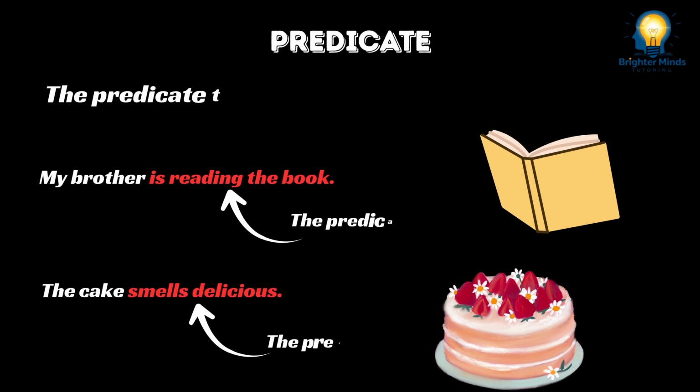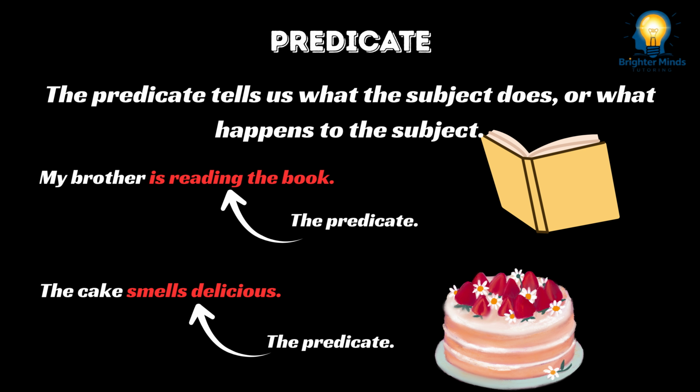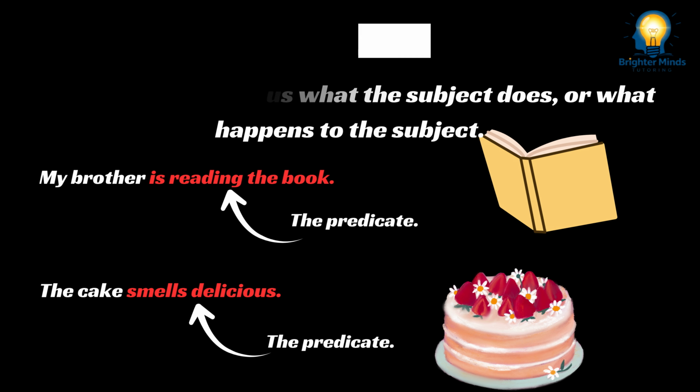Now let's talk about the predicate. The predicate tells us what the subject does, what happens to it, or gives us more information about it. It always contains a verb, which shows the action or state of being in the sentence. For example, in the sentence, my brother is reading a book, the predicate is reading a book because it tells us what the brother is doing. In the sentence, the cake smells delicious, the predicate is smells delicious because it describes the cake's state or condition.